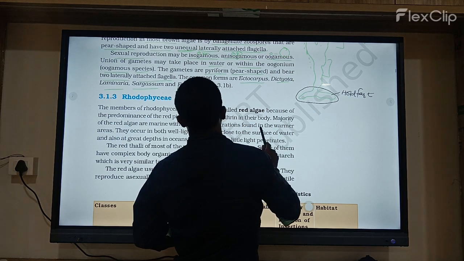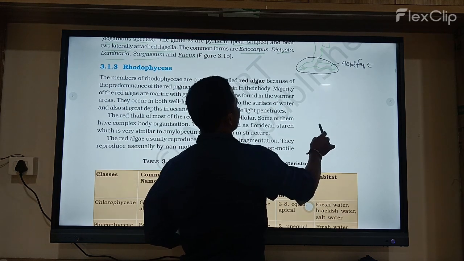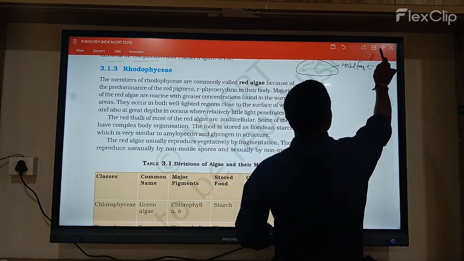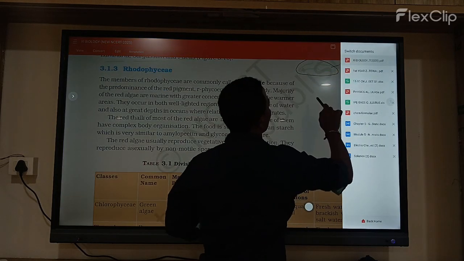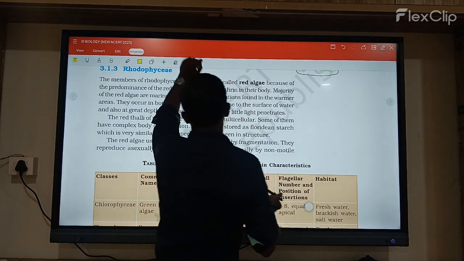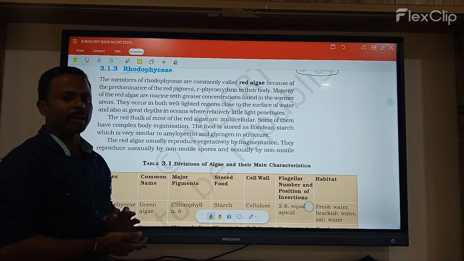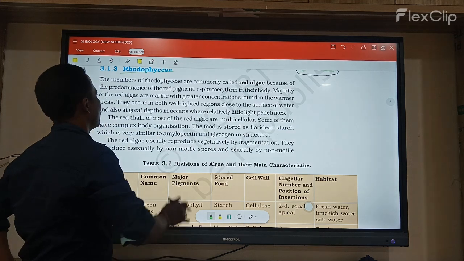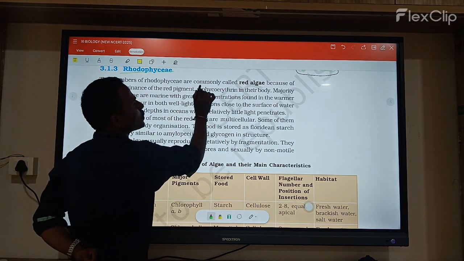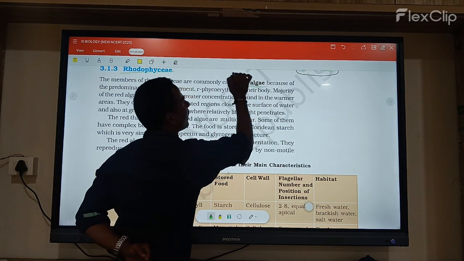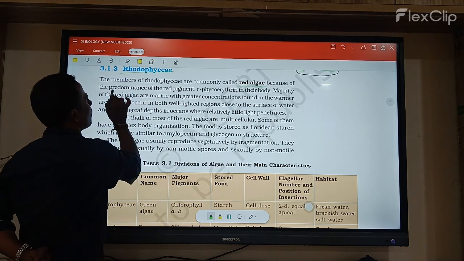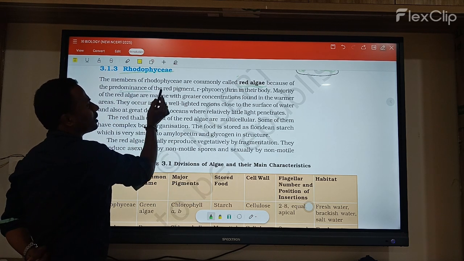Next, the last one is Rhodophyceae. The next one is the third class, that is Rhodophyceae. What is Rhodophyceae called? Rhodophyceae is known as red algae. It is called red algae. The members of Rhodophyceae are most commonly called red algae because of the predominant red phase.